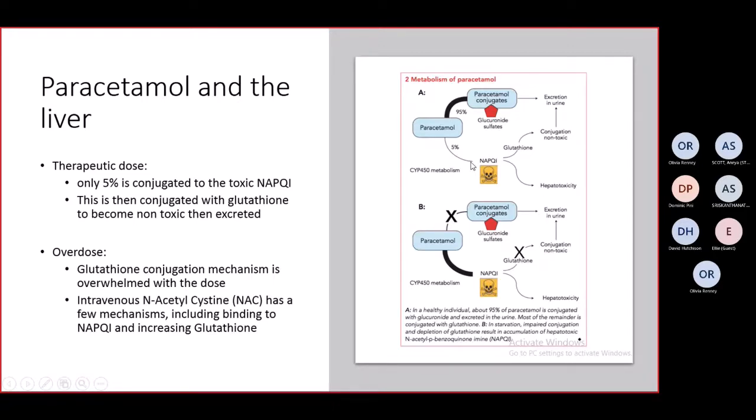hepatotoxicity. Now, the problem with paracetamol overdose is that it's kind of like musical chairs. Imagine that you've got 10 paracetamols and 9 chairs. 9 of them go down this pathway, being used up and excreted, and maybe one of the paracetamols goes down the other pathway. The problem is when you take a lot of paracetamol, you suddenly have 100 people and only 9 chairs. So 9 people go down the normal pathway, and then you've got 91 extra paracetamols, people that don't have a chair.